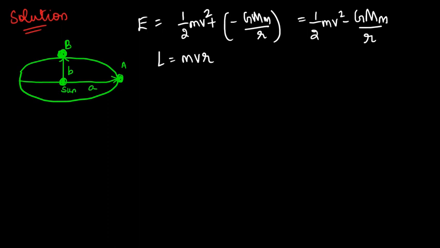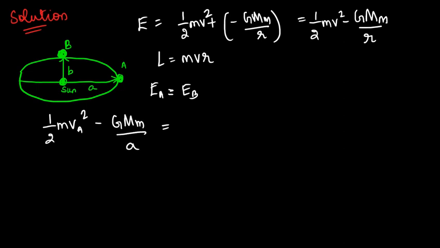Right. Okay. Now we are going to use the conservation laws. So first, according to energy conservation, I can write that the energy at point A will be equal to the energy at point B. So EA should be equal to EB. So when I do that, I can write this as half m v A square minus G M m by, here the radius is A, and at point B the radius will be B, should be equal to half m v B square minus G M m by B.